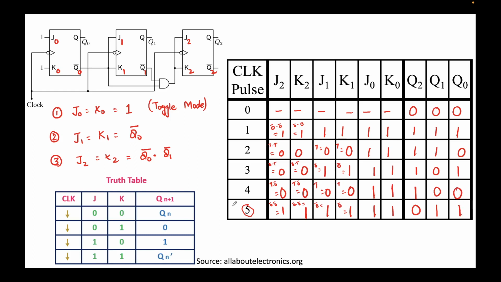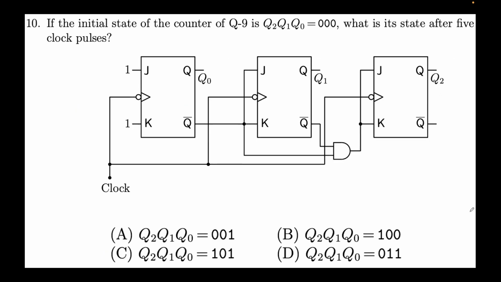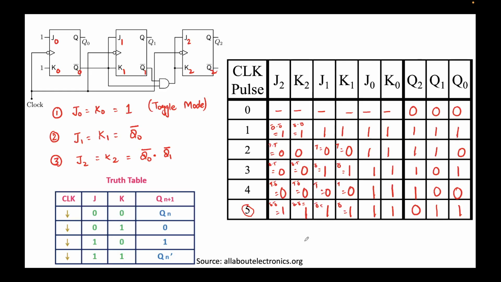Okay, now thus we have obtained the output after the 5th clock pulse for this specific circuit, which is coming out to be 0 1 1, which is our option D over here. So again, as we see, this is just an extension of the previous problem. There we solved up to 3, here we have solved up to 2 more pulses.